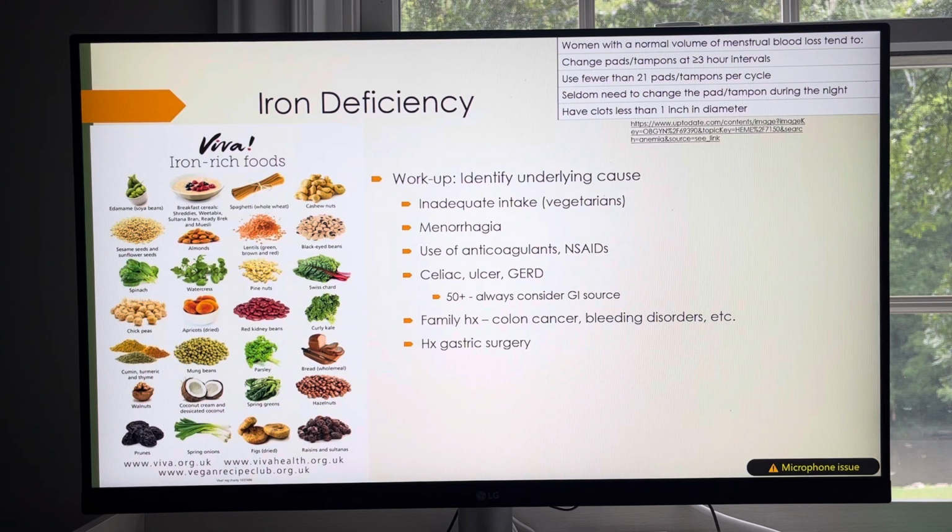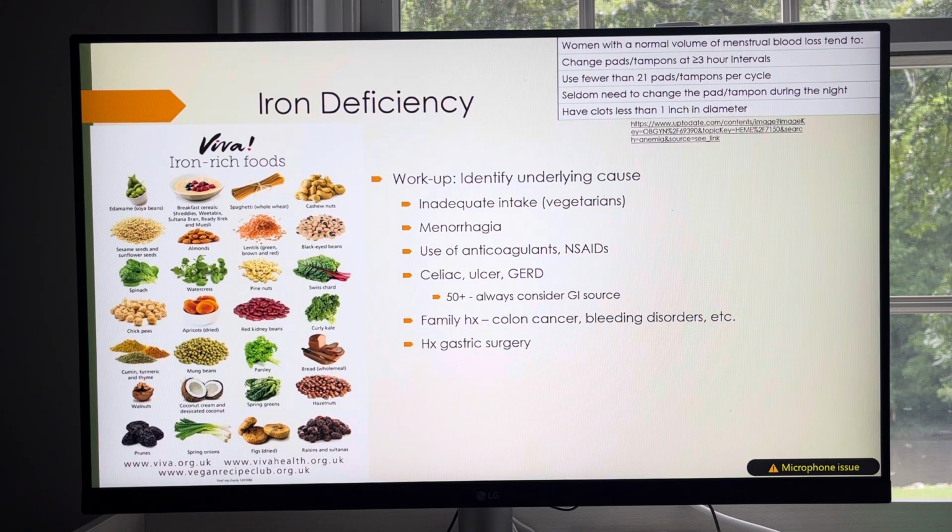So just to bring this all home, look at the patient's medication history. Basically, you're looking at anticoagulants and NSAIDs. In a female, evaluate the menstrual bleeding, evaluate the diet, evaluate for malabsorption like celiac, and always consider some sort of GI workup, even if it's just a Hemocult card.